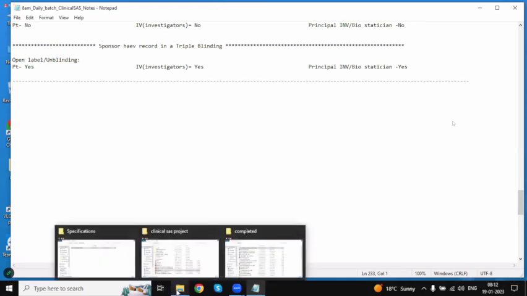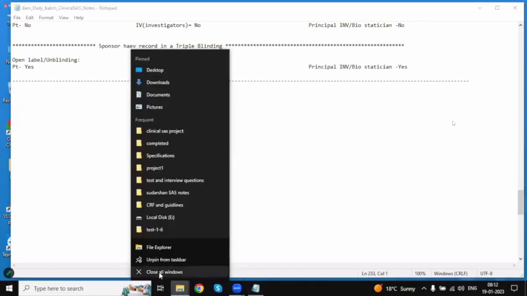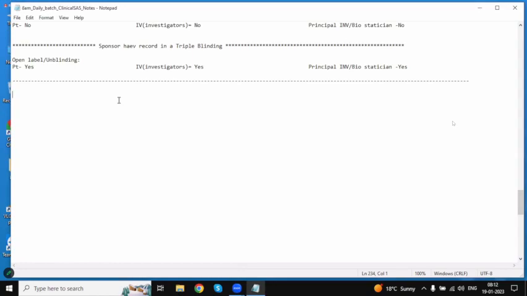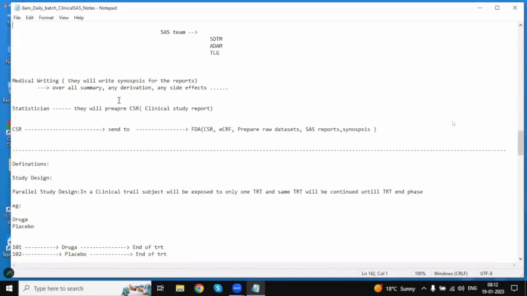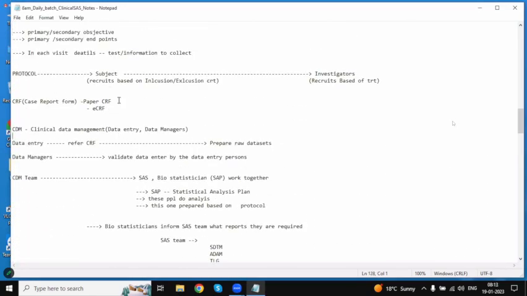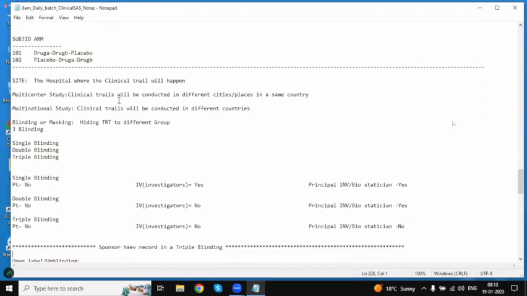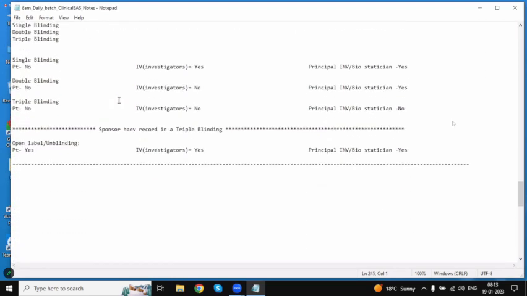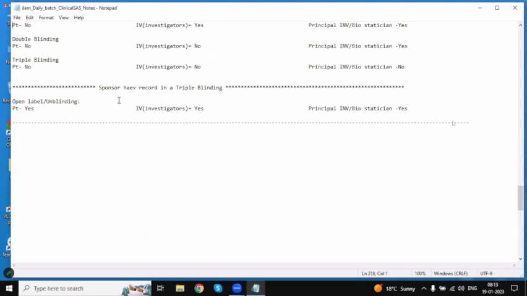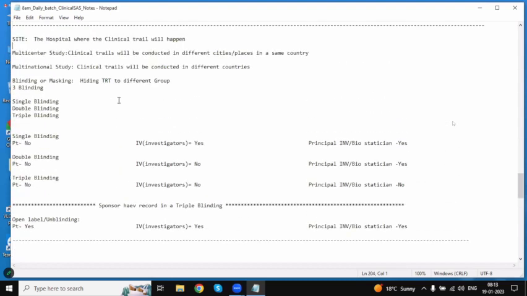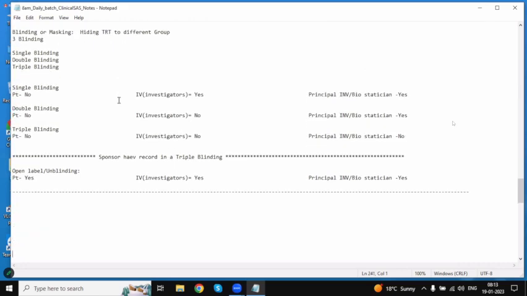So last class we discussed the definitions, right? What is study design, crossover, parallel study designs? Correct. What is site? What is multi-center study? What is multinational study? What is blinding? Still, we have to discuss a few more definitions as well.